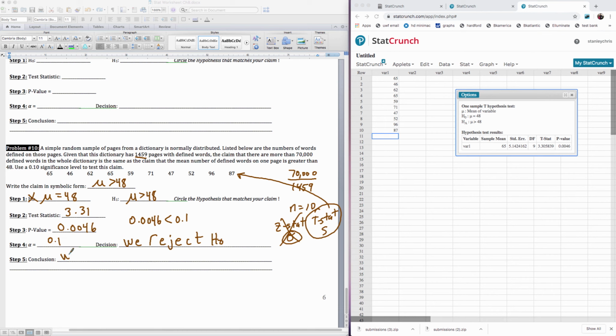So there we have sufficient evidence that the book contains more than 48 defined words per page, or more than 70K.